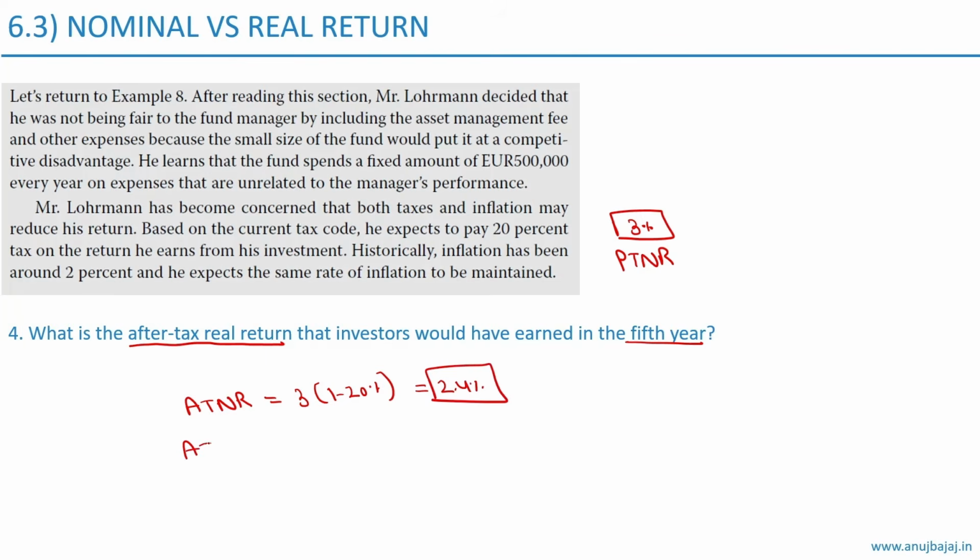Now let us find out the after-tax real return. It will be 1 plus the after-tax nominal return of 2.4% divided by 1 plus the inflation premium, 1.02, minus 1. We will get 0.39% as the after-tax real return.